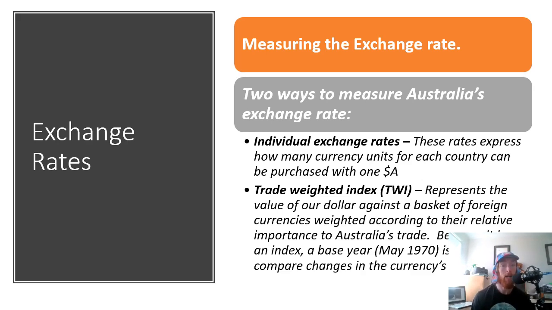So two key ways to measure our exchange rate are through individual exchange rates, which is the rate of expressing our currency units against another country. So how many of another country's dollars we can purchase with one Australian dollar. For one Australian dollar at the moment, we can get about 64 to 67 US cents. And that's our exchange rate. That's the most common one that we use, our dollar against the US dollar.